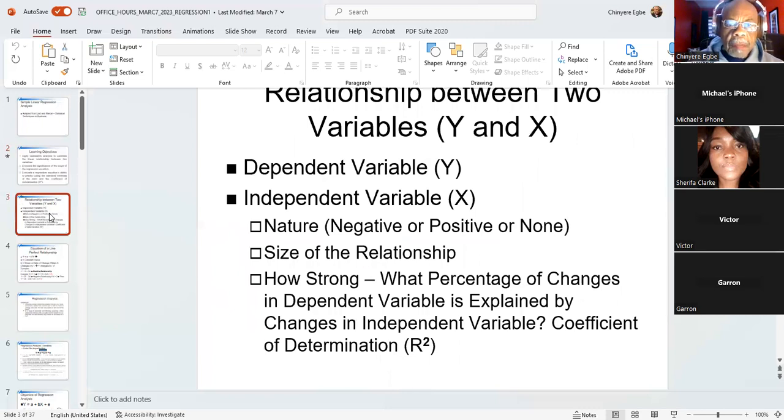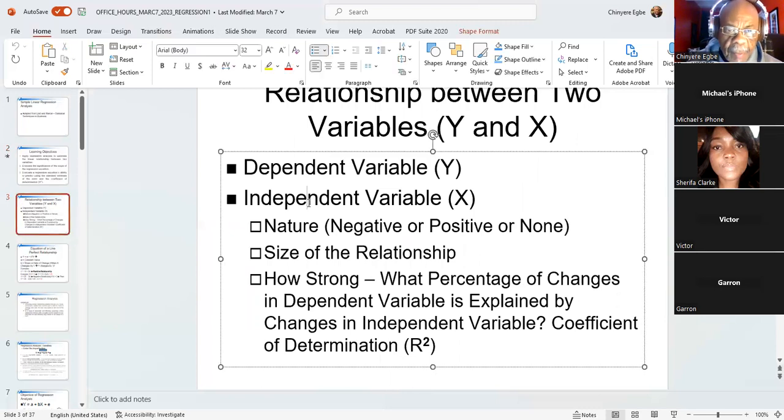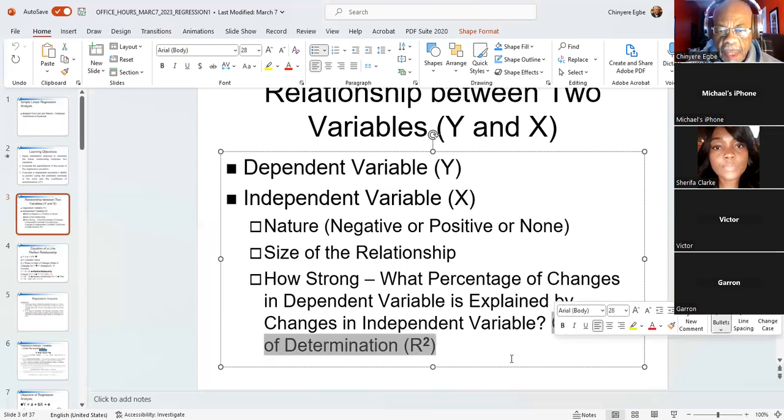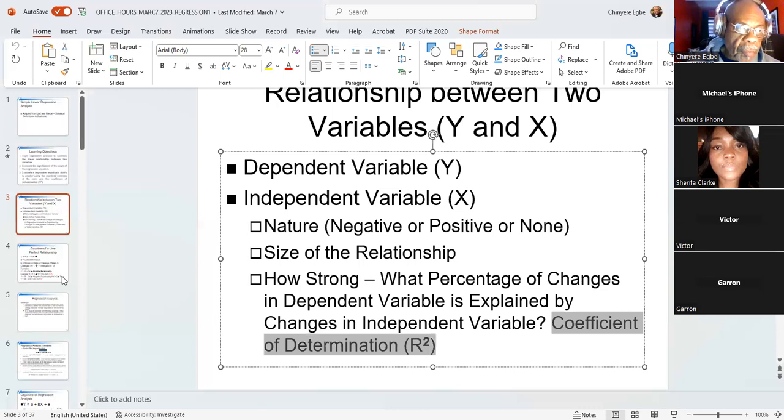All right. So our objectives today: we look at the dependent variable, we look at the independent variable. What is the nature, negative or positive? What is the size or the magnitude? And how strong, what percentage of changes in the dependent variable is explained by changes in the independent variable? And we measure that by using the coefficient of determination, which is r to the power 2.